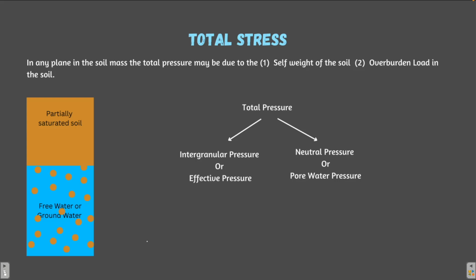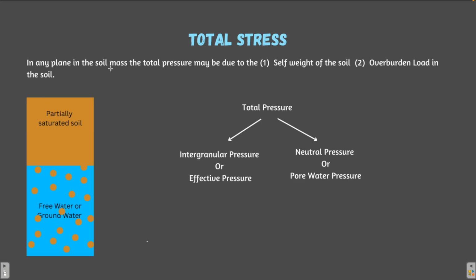Dear learners, welcome back. In this video, we are going to learn about stresses in soil. So that is total stress, effective stress and neutral stress, and how to calculate those stresses. So these are the topics which we are going to cover in this lecture. So first of all, let's start with total stress.